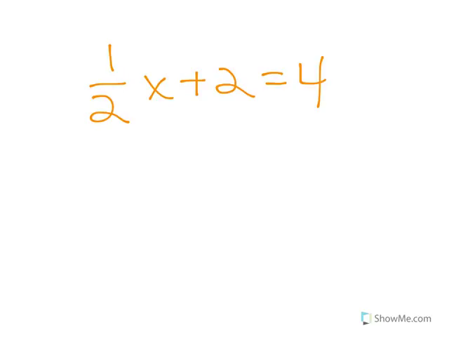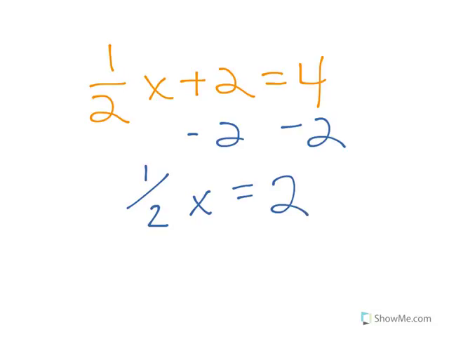Let's try another one. This one has something that's being added or subtracted, so we need to do that step first. So I'm first going to subtract 2 from both sides, and I'm going to be left with 1/2 x equals 4 minus 2 gives me 2.